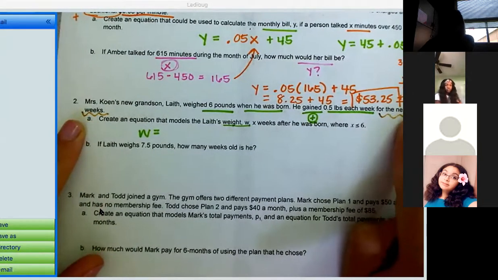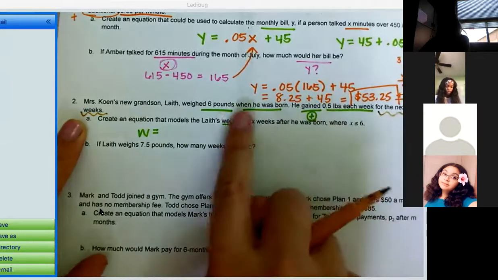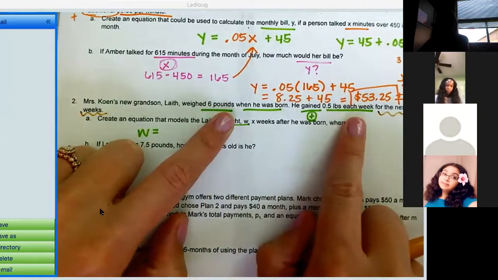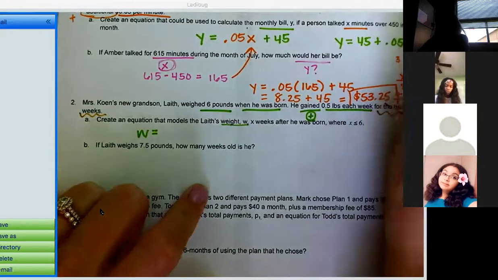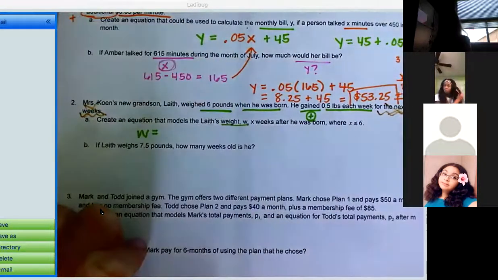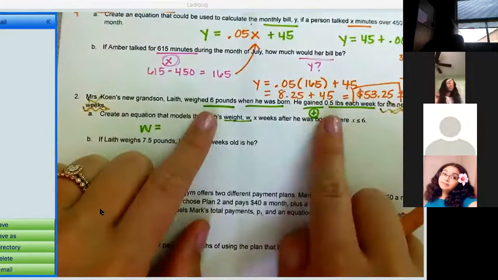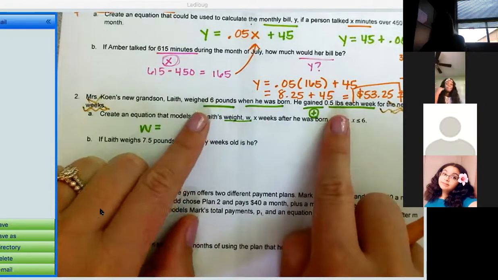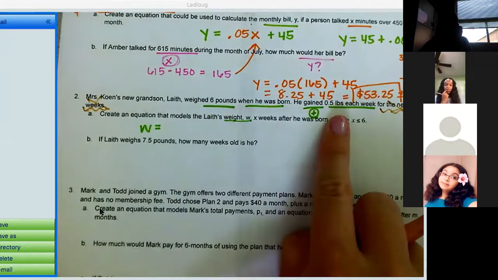6 weeks is not how old he is. That's saying we measured him for 6 weeks. Well, who cares? Do we care about how long we measured him? That doesn't matter. We're talking about his weight and then how old he is, right? So we don't need this. That's just extra information. Now look at your two numbers, 6 pounds and 0.5. Which one is the rate of change? 0.5. 0.5 because it says each week it's going to go up 0.5, right?